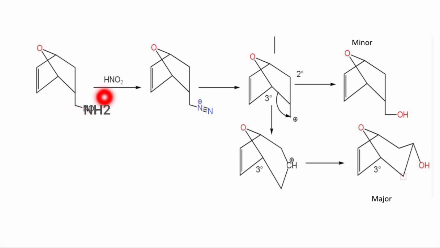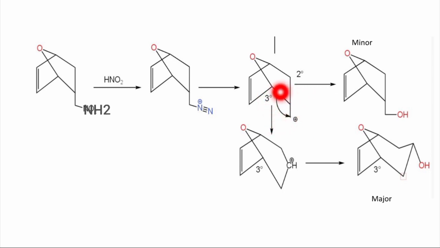So the first step is the same. There is diazotization to convert our primary amine into N2, which gets removed to form a carbocation. But here we have more choices for migration than in previous examples. Here we can migrate this bond or this bond.